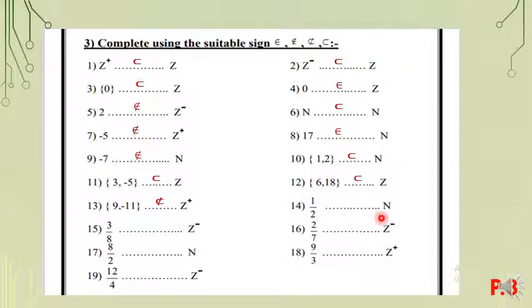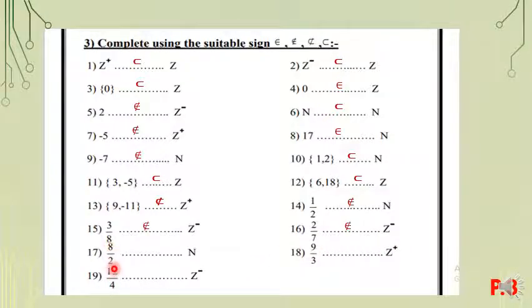Half and N. Can we find any fraction inside N? No, so doesn't belong. Number 15, 3 over 8. Here we have Z negative. Can we find any fraction inside Z negative? No, so it doesn't belong. 2 over 7. Here we have Z negative. So we cannot find any fraction inside Z negative, so doesn't belong.